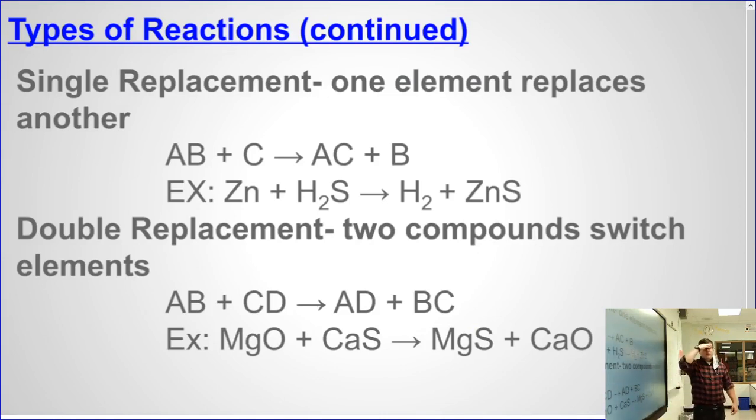Call the first one here the home wrecker. Single replacement. One element replaces the other. C comes in and kicks B out. C was single before the reaction happened. Now B is single after the reaction. So one element or one part is replaced by another.